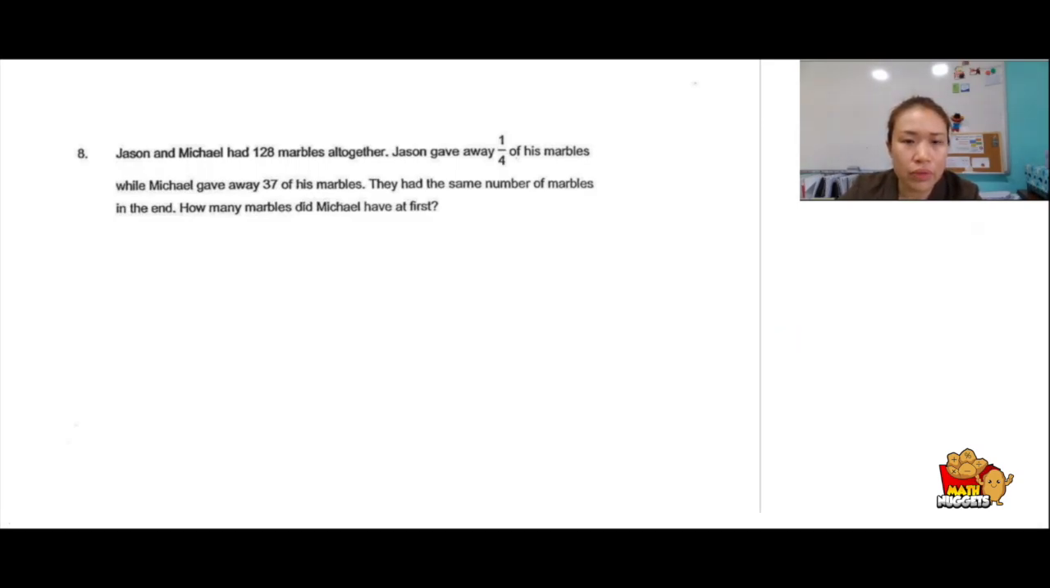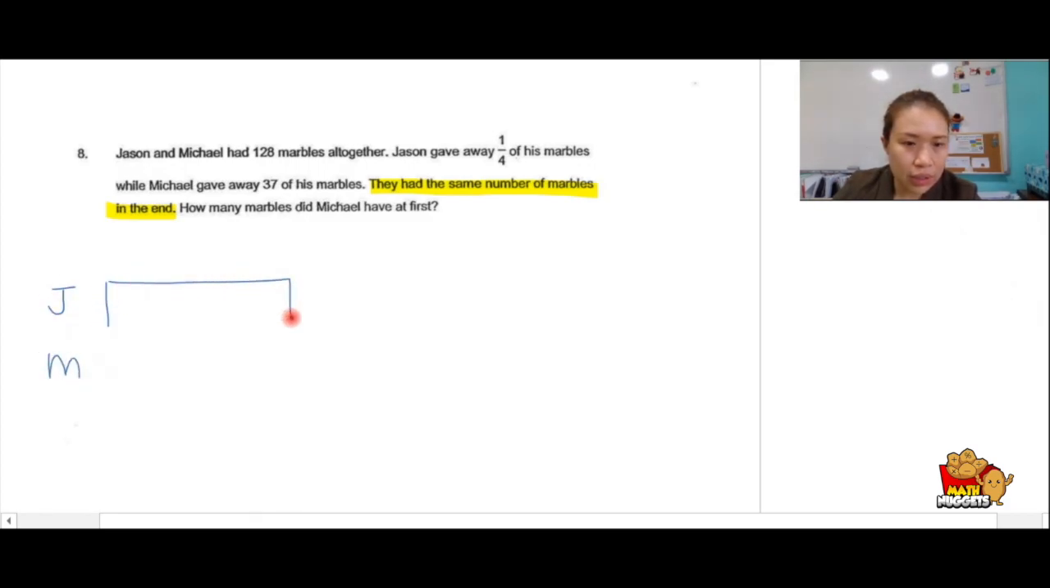For question 8, if you notice in the question, in the end they had the same number of marbles. So same thing, I'm going to start drawing the model from the end. Equal concept. So Jason, Michael, this is equal stage at the end. Then once again, I work backwards. So when we're working backwards, we do the opposite of what the question says. So Michael gave away 37, right? So instead of giving away, the opposite of giving away is we take it back, right? So we take back the 37. Okay, we put it back to Michael.